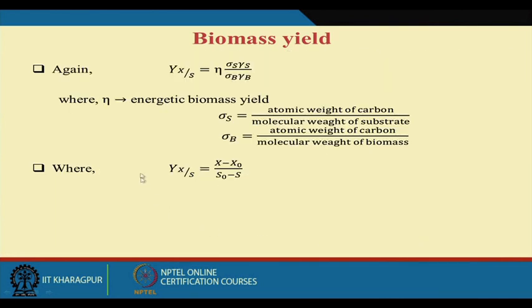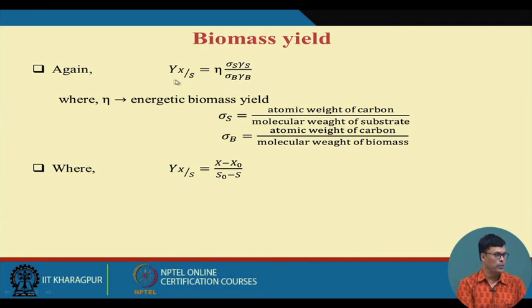Now, Y X by S can again be expressed as eta. Eta is the energetic yield coefficient, with sigma S, gamma S, sigma B, gamma B. I have already explained these: sigma S, gamma S, the atomic weight of carbon, the molecular weight of the substrate, and Y X by S is nothing but X A minus X 0 over S 0 minus S.